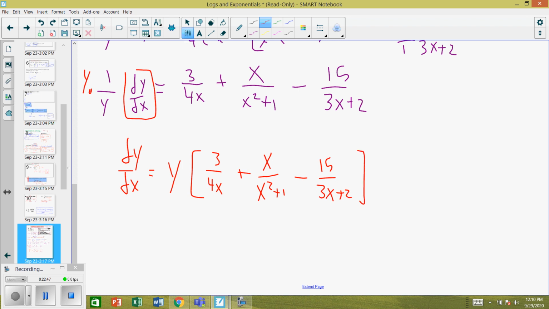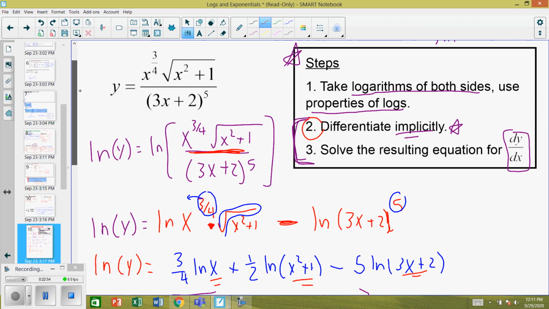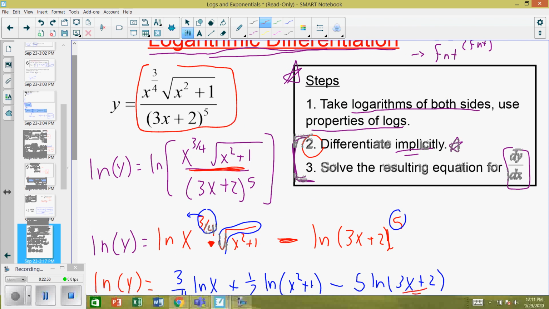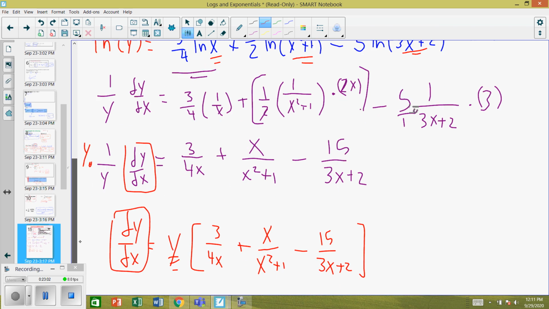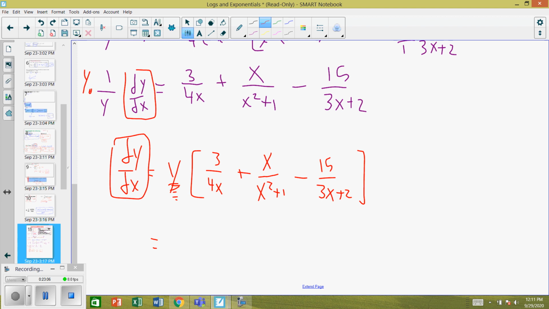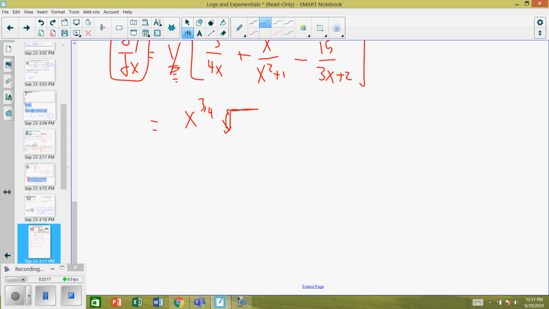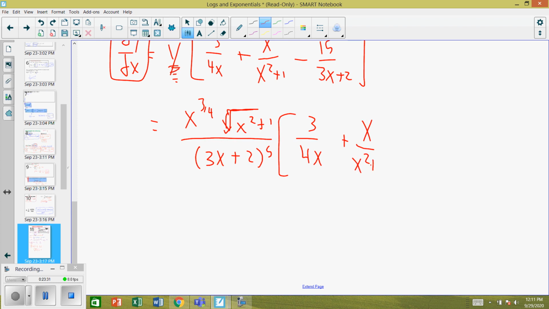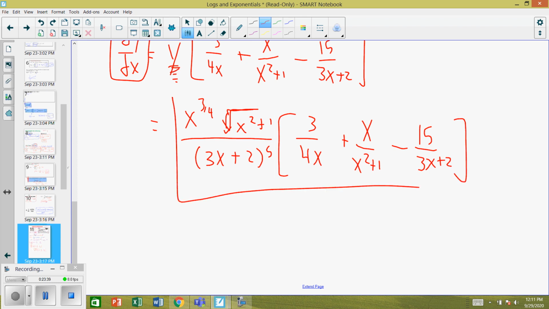Now, we got dy over dx, we got the derivative, but the only other thing is that it has y still in the problem. And kind of a rule of thumb here is if you start the problem out explicitly, you should probably end the problem explicitly. So all we have to do is just substitute back in what y is equal to. So in this case, y is x to the 3/4 square root of x squared plus 1 over 3x plus 2 to the 5th, and then times that rest of that quantity. So 3 over 4x plus x over x squared plus 1 minus 15 over 3x plus 2. And that is it.